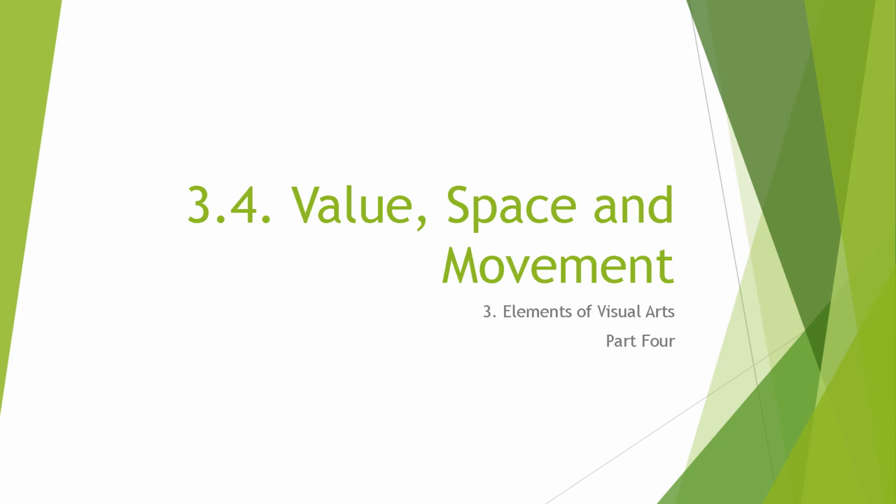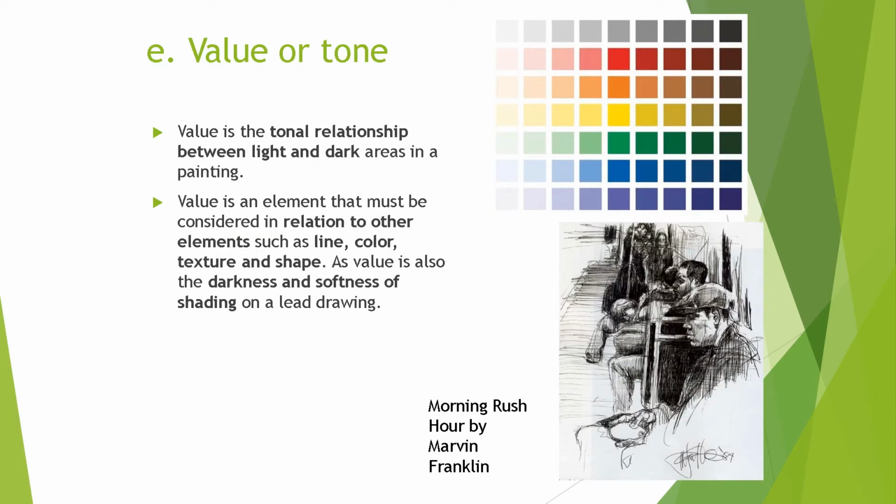Value, space, and movement. Actually, this video will be the last part of the elements of visual art. So, value or tone, if you watched our previous video about color, is the relationship or the mixture of hues or color with neutral colors, creating value or tone. Okay, value and tone, according to color, can be a shade or a tint.